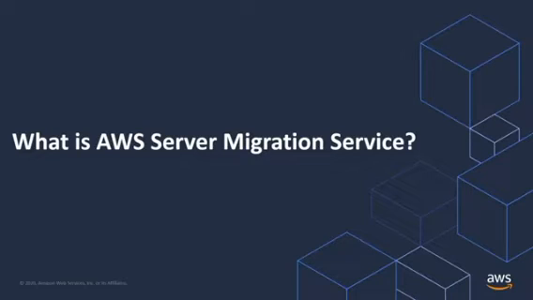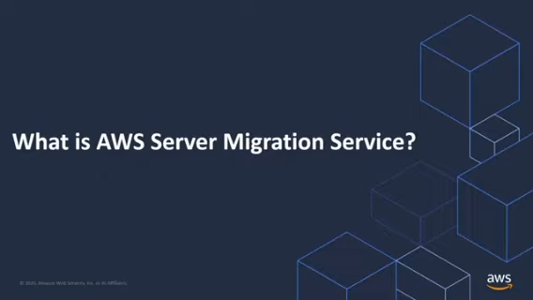SMS is agentless. This means you install a single virtual appliance onto your hypervisor, and SMS will take care of migrating your virtual machines to EC2 instances. There's no need to install software onto each machine. For my example, I'll be using Microsoft Hyper-V as my hypervisor.